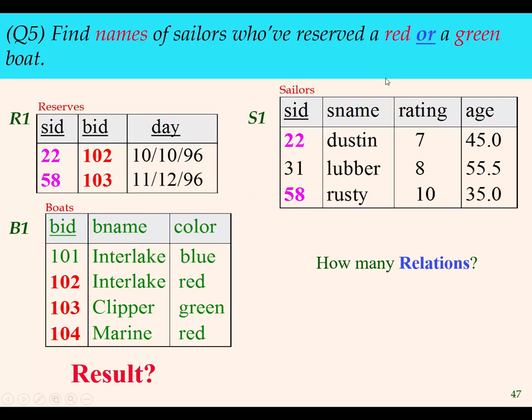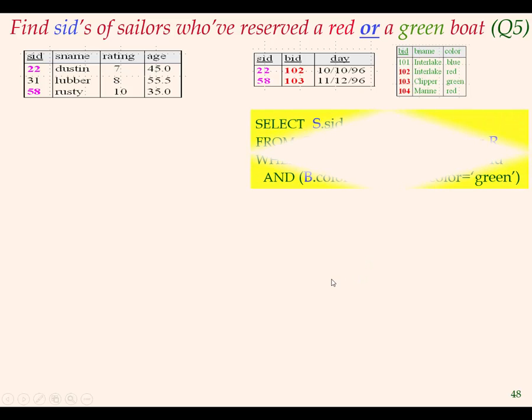And let's try to do it by hand. So a red, or a green. So 102, 103, 104 are red or green. I'm looking at the reserves, and I see 102 and 103 were reserved. I get the SID, and the name is Dustin. 58, the name is Rusty. So here's my output relation.